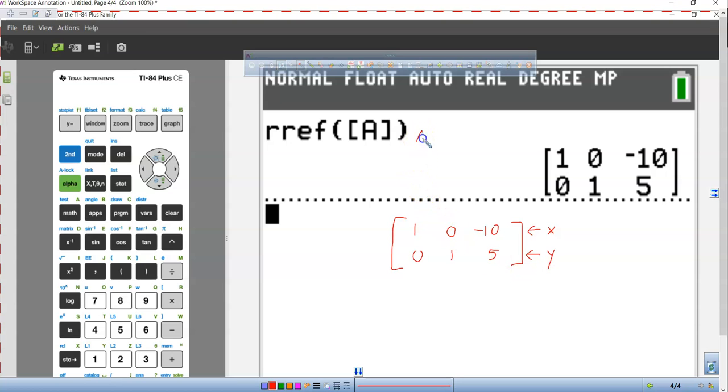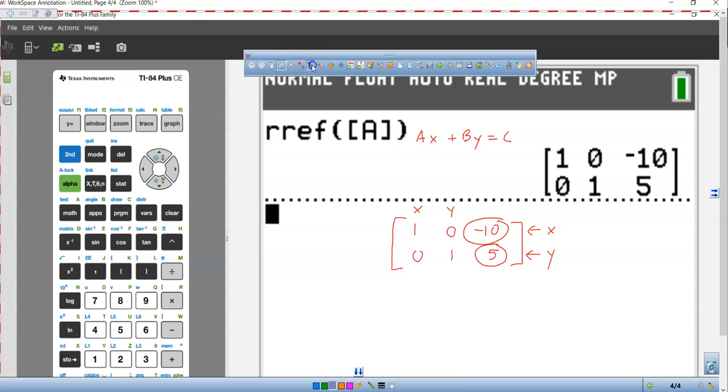Just remember, what form did we have it in? AX plus BY equals C. This is your X column. This is your Y column. This is your answer for X. This is your answer for Y. Reduced row echelon form reduces these to ones, okay? And that allows you to be able to trust that this is going to be your answer here and there.